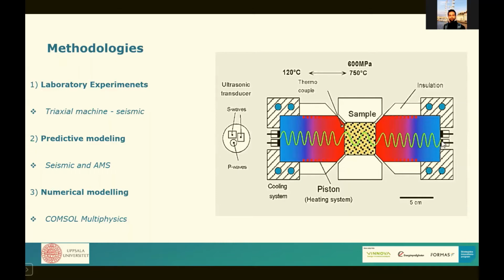By knowing the time of arrival and the distance between the sender and receivers, we can get the velocity of each sample. Such a machine is capable of increasing the boundary condition pressure and temperature up to 600 megapascal and 750 degrees Celsius.